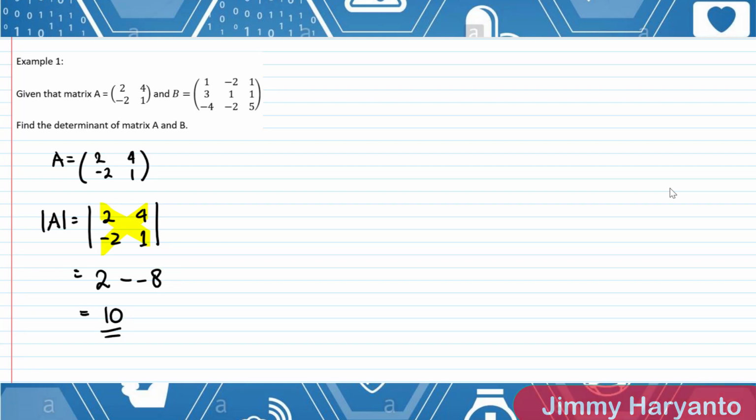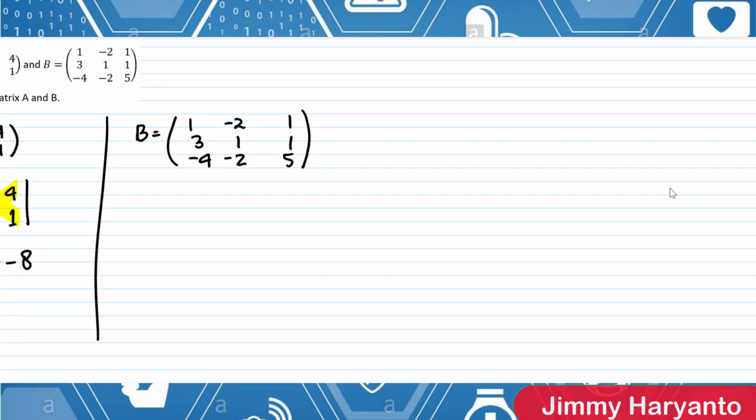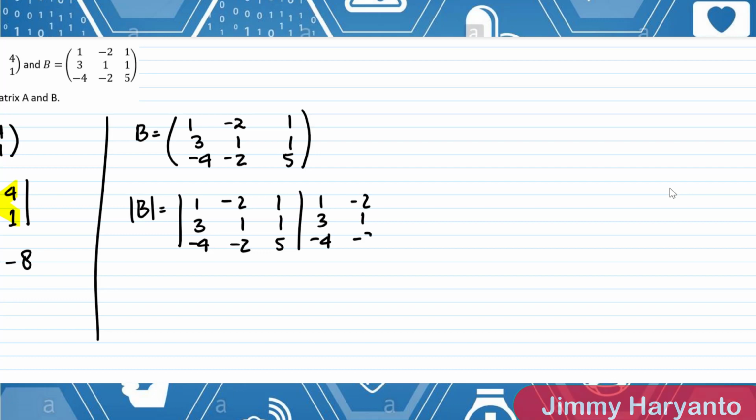As simple as that. So you will get 10 as the determinant. And then after that I have to find the determinant for the second one, which is B. B equals 1, negative 2, 1, 3, 1, 1, negative 4, negative 2 and 5. Okay, so for this one I will use the Sarus method. Usually I use the Sarus method to find the determinant, but it's up to you. If you want to use the cofactor, you can use it also.